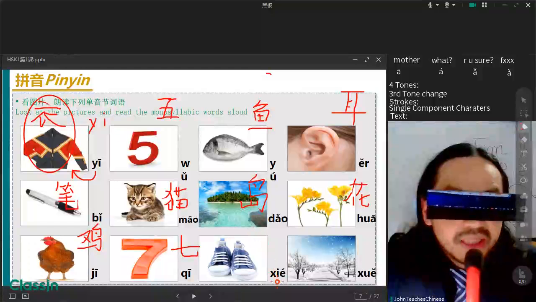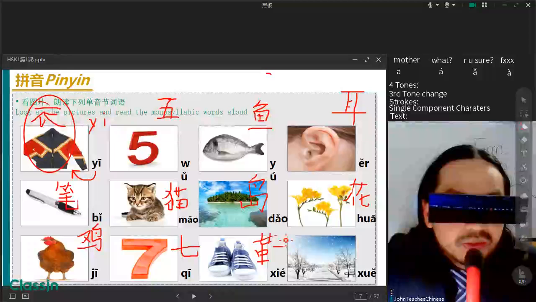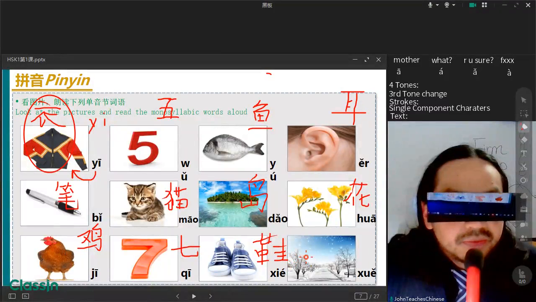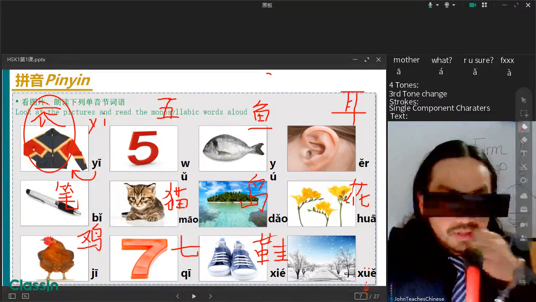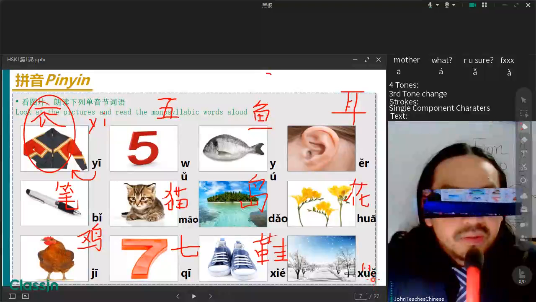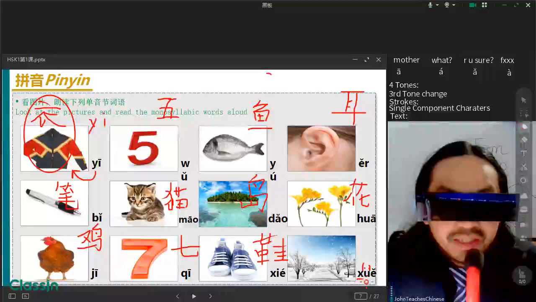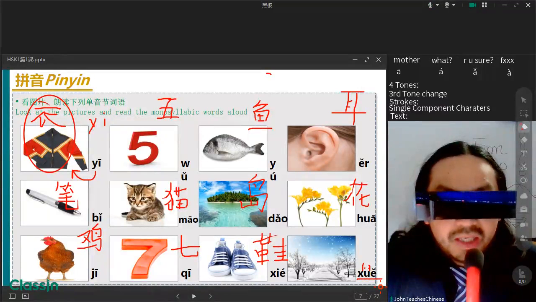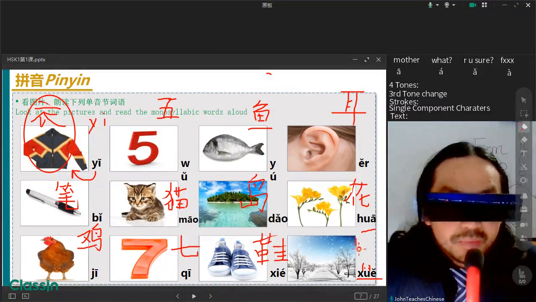Xie, ye, xie. Okay, write in this way. Xi. This one actually has 2 dots, but we ignore it. You can't read it. The reason why, again, ask the Chinese authority. I do not know, but I know you have to write in the black way. You cannot add these 2 dots. Xue, which means snow.